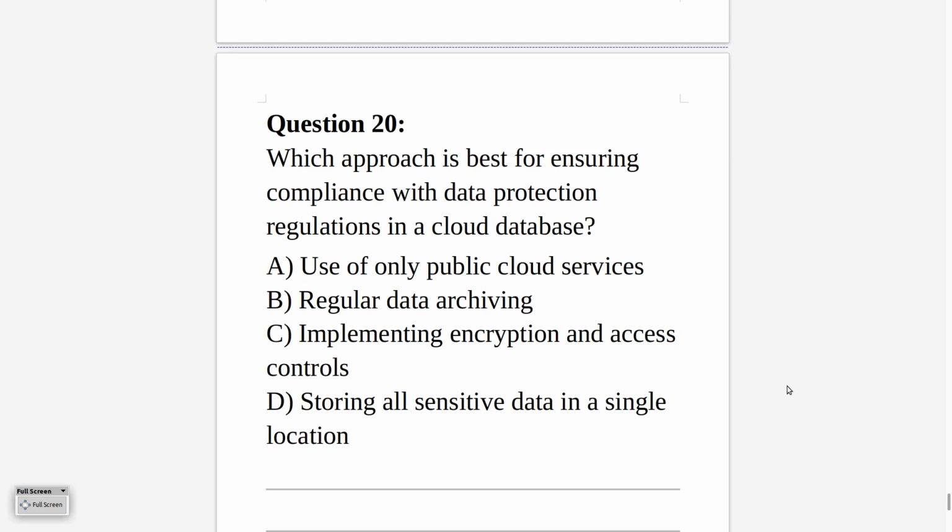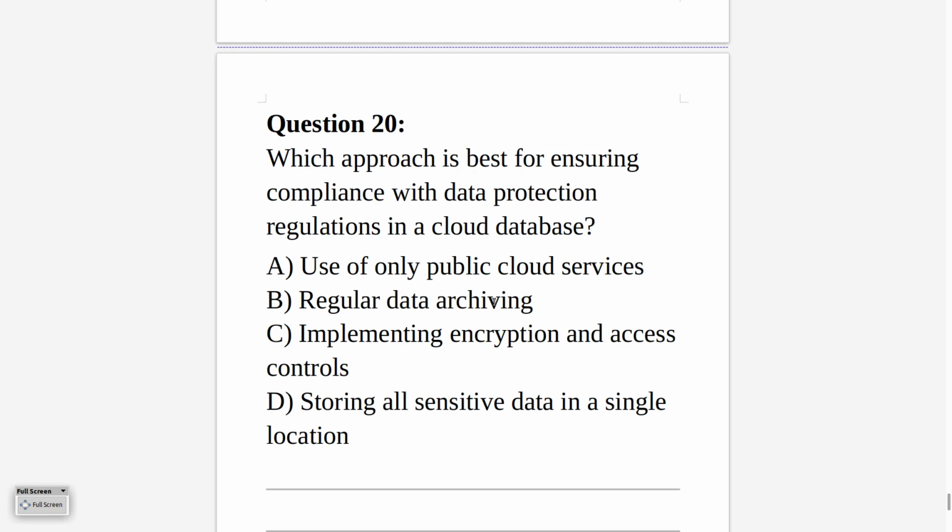It might reduce your security if you're only focused on one place, but I've never even heard of this being a thing in information security. It might be. So ensuring compliance with data protection regulations in a cloud database. So use of only public cloud services. No, I don't think that's true. I think public cloud has a lot of nice built-in stuff, and it is in some ways easier to comply because they're ready for that. Some of it will happen out of the box.